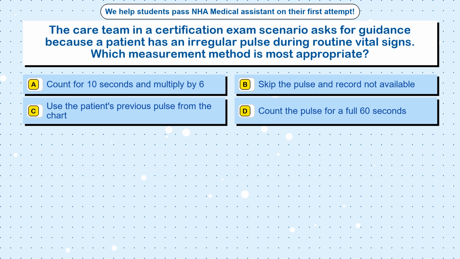Question 83. The care team in a certification exam scenario asks for guidance because a patient has an irregular pulse during routine vital signs. Which measurement method is most appropriate? Option A. Count for 10 seconds and multiply by 6. Option B. Skip the pulse and record not available. Option C. Use the patient's previous pulse from the chart. Option D. Count the pulse for a full 60 seconds.